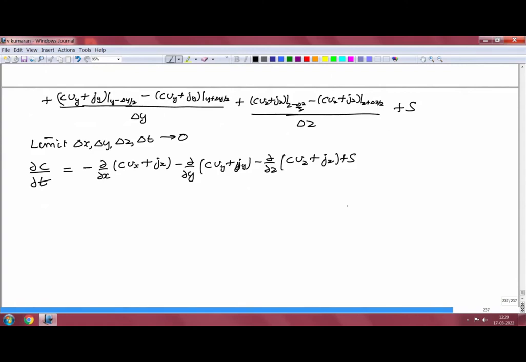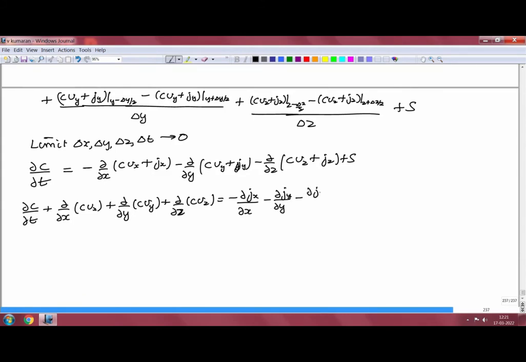Traditionally, this equation is written by taking the convective terms to the left side. So, I will get partial c by partial t plus partial by partial x of c vx plus partial by partial y of c vy plus partial by partial z of c vz is equal to minus partial jx, and so on, plus s. So, that is the mass conservation equation.